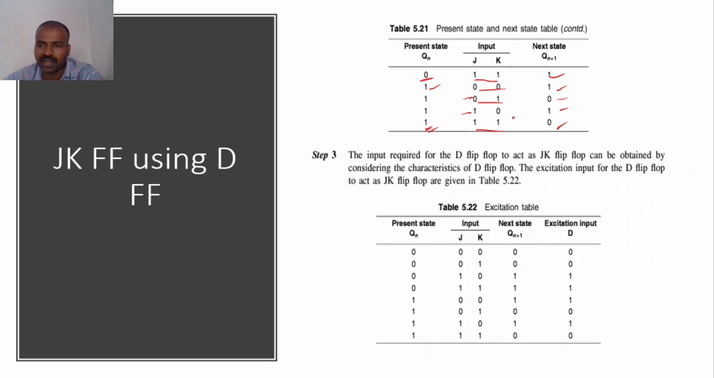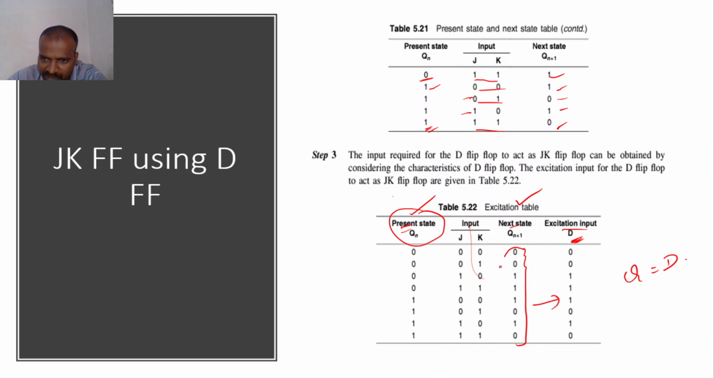Right. Now the excitation input. Here the flip-flop being used is D, so it is only a single input. For this, don't bother about the present state. Look at the next state, because for excitation we need to consider the present state and next state. But here the excitation input is D, so just copy the next state value and paste it here, because we know that Q is equal to D. The same value will come in this place also.